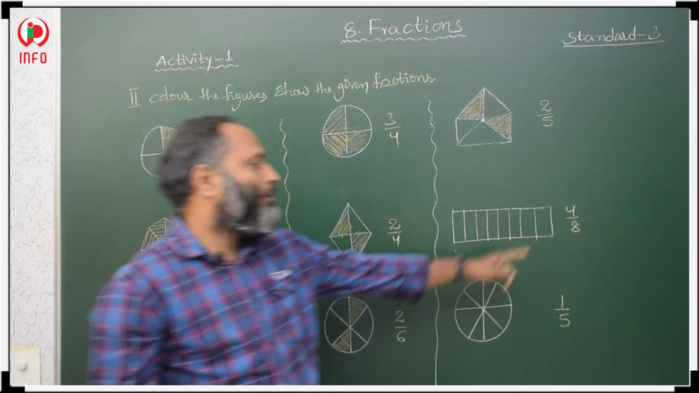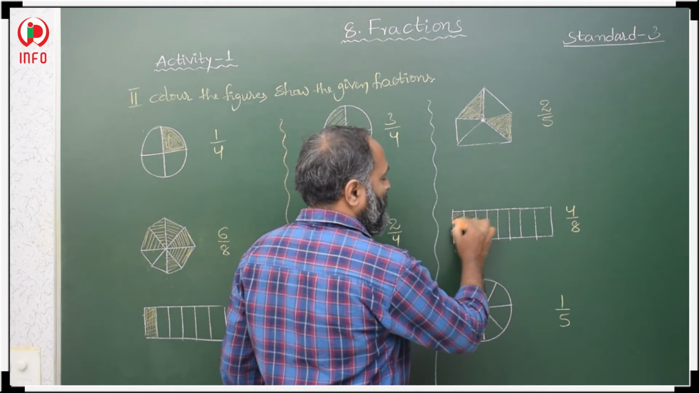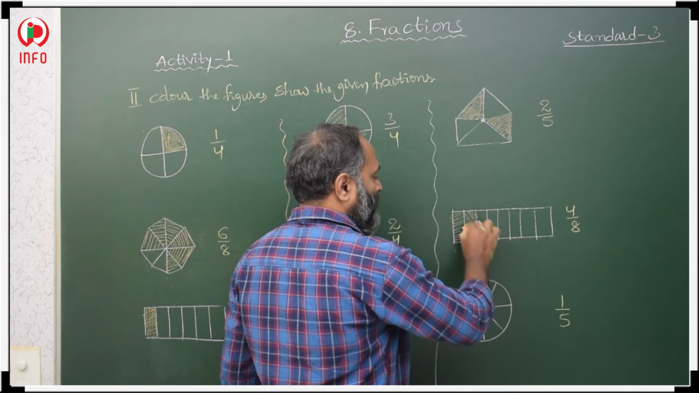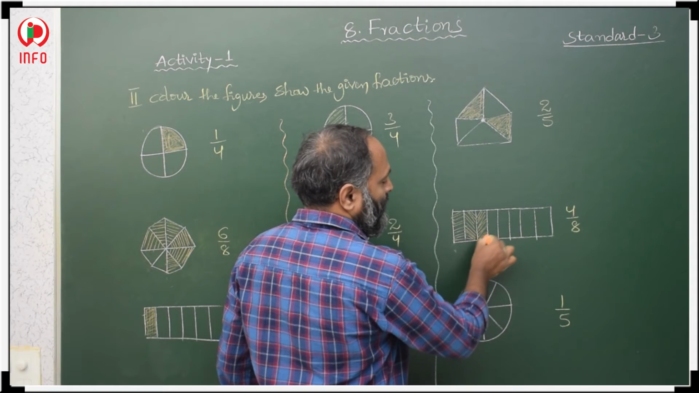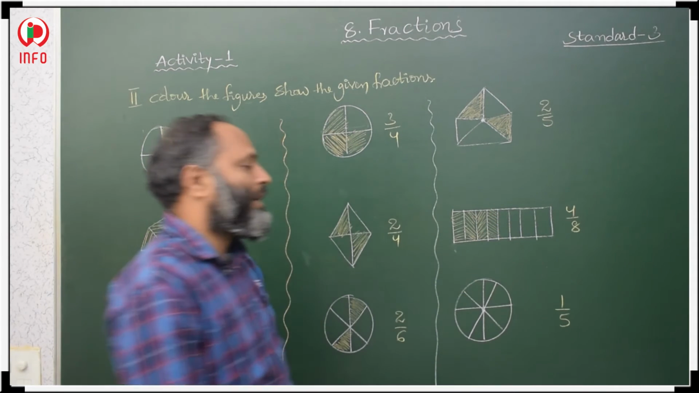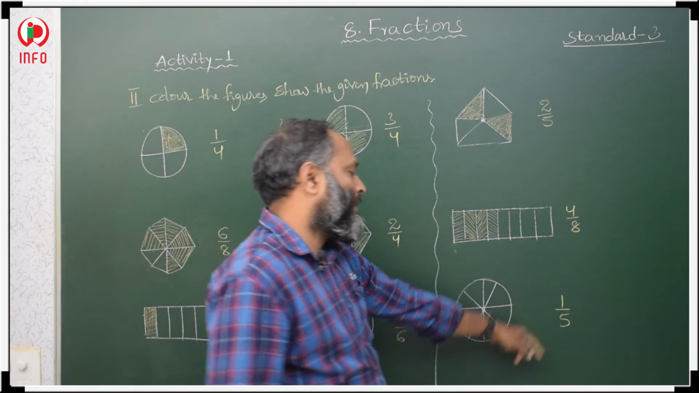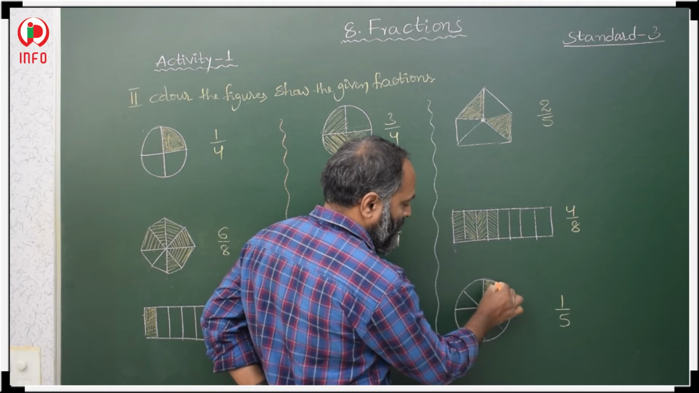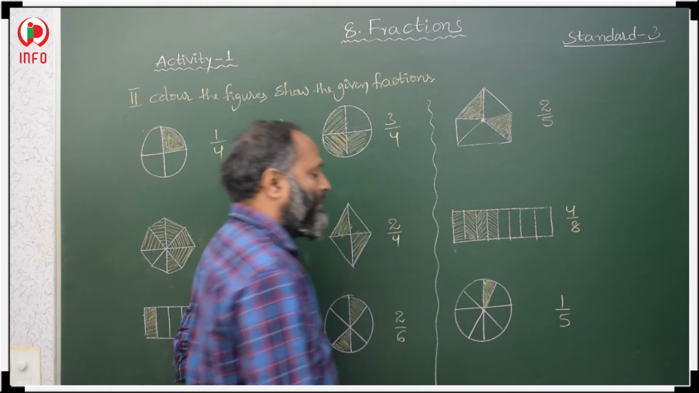Now, 4 by 8, 4 by 8 means 4 parts we have to shade. This is first part, this is second part, this is third part, this is fourth part. 4 parts we have to shade out of 8 parts. Okay. Now, 1 by 5 means only one part we have to shade. This is 1 by 5.